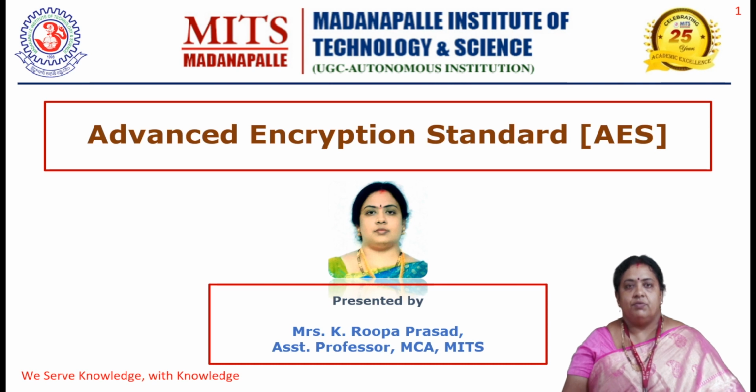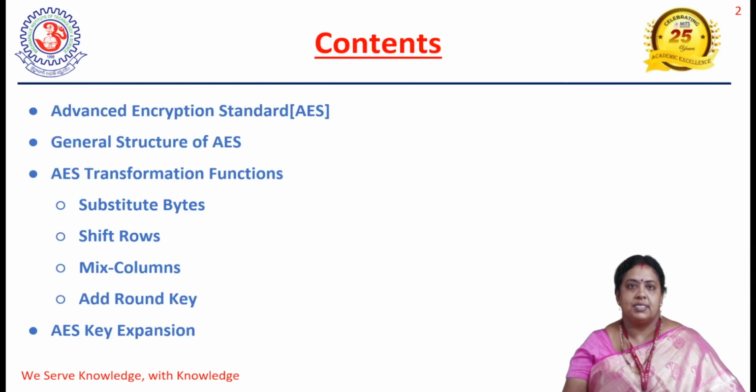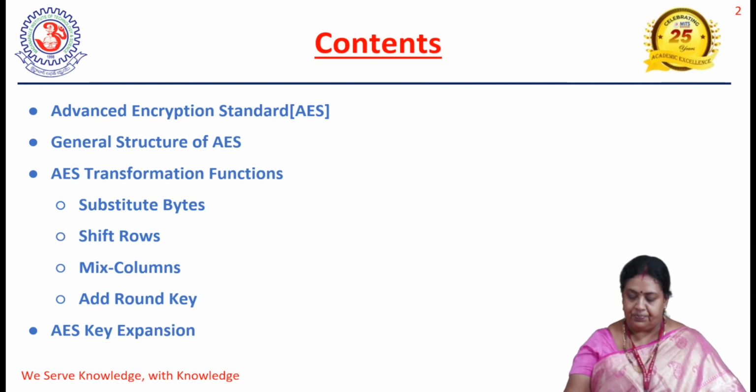Today we are going to discuss the topic called Advanced Encryption Standard, that is called AES, which is a symmetric block cipher algorithm. Let's see the contents of the algorithm. First we are going to discuss the general structure of AES. Then we go for the transformation functions present in AES. Here we have the substitute byte function, then shift rows, then mix columns and add round key. And finally we discuss the AES key expansion.